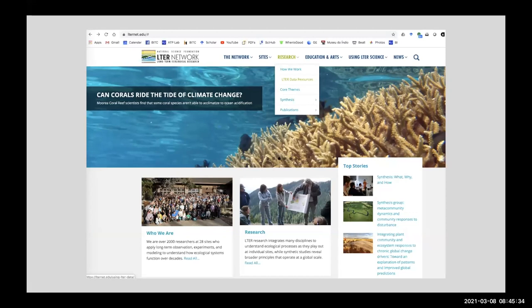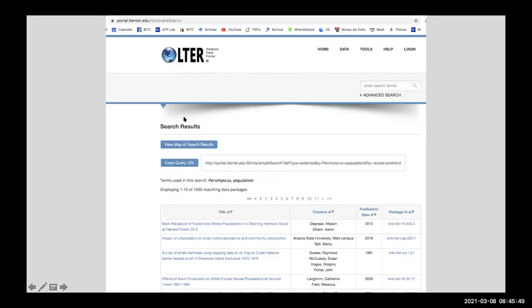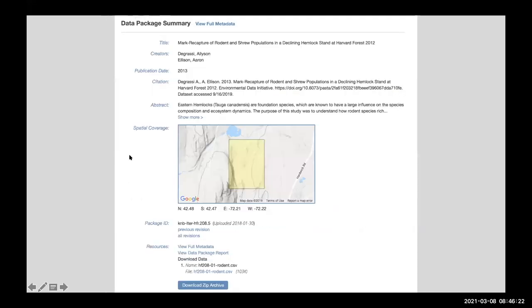LTER network. This is something that began in the US, long-term ecological research. It's now been extended beyond the US, but not globally enough. And from the LTER, there's quite a bit of information out there. You know, mark recapture of rodent and shrew populations in a declining hemlock stand at Harvard Forest, impact of urbanization on small rodent abundance and community composition at Arizona State University. These data can be heterogeneous, let's say, but they are there. And this is what a data package looks like from LTER.